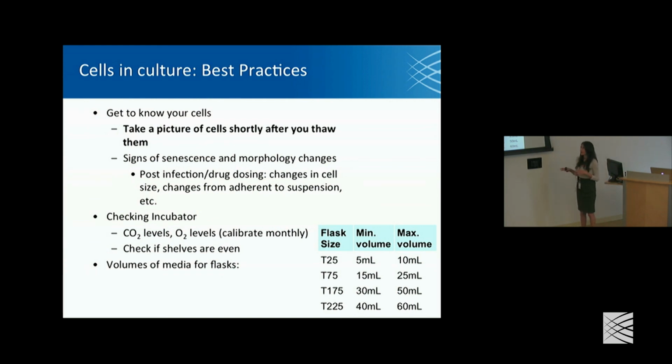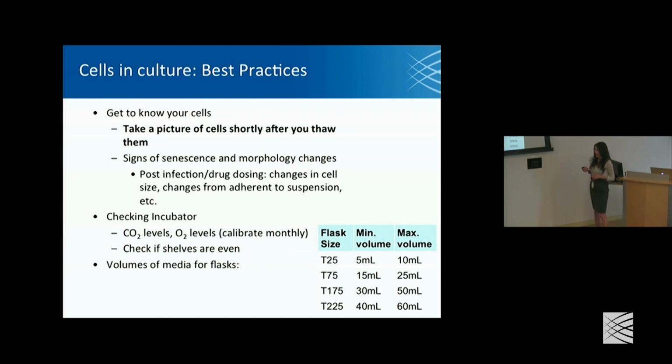I'm going to move on into other additional best practices for cell culture. It's really important, before you even start any kind of assay development, to get to know your cells. After you thaw them specifically, it's best to take a picture, and that can help you understand what your initial morphology was and track any changes that might happen during your screen. For example, you'd want to look at signs of senescence, morphology changes, post-infection and drug dosing. You want to see if the cells change in size or if they're going from adherent to suspension.